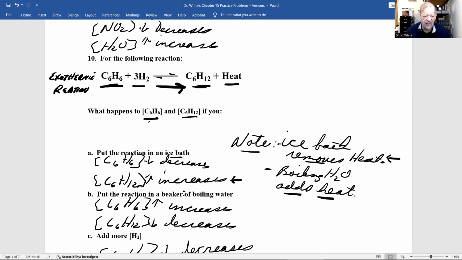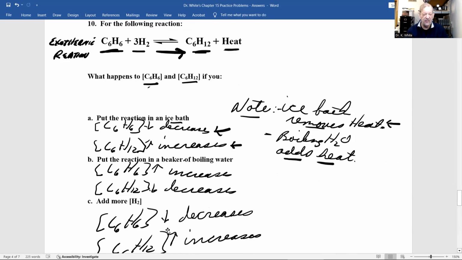And C6H6 is consumed. It's like eating 2 cookies, eat one, you only have one. Dr. White has cookies on the brain today. But anyways, that means if the C6H6 reacts, it's consumed and there's less. And that's why its concentration decreases.